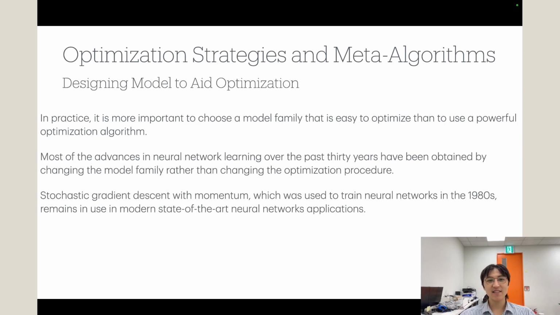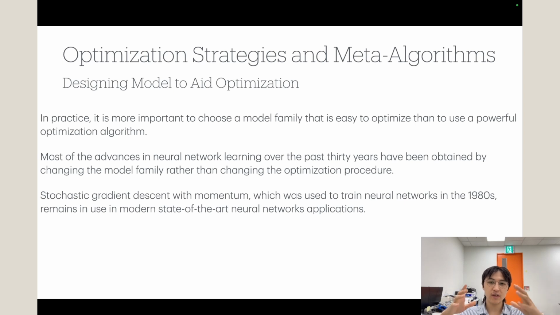And lastly, let's talk about designing models to aid optimization. In practice, it's more important to choose a model family that's easy to optimize than to use a powerful optimization algorithm. That's what we are doing now. Scientists are now trying to build model architectures which are good and friendly with current optimization algorithms.